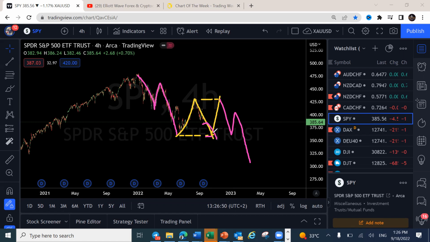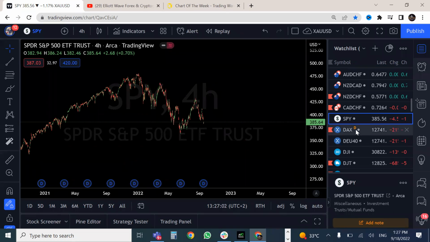Okay. Only after breaking the low will we determine whether we're going to have this bounce to around this level. If we do, we get a sell setup here with a blue box area, and then we can come to around this level. So let's keep an eye on the S&P 500, the DAX.